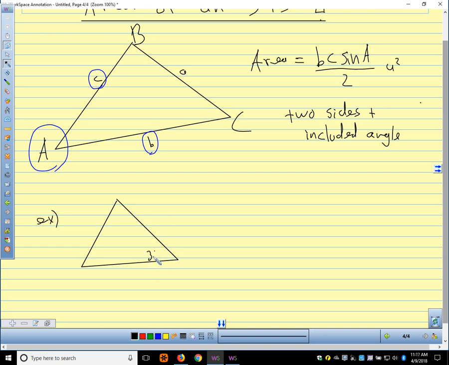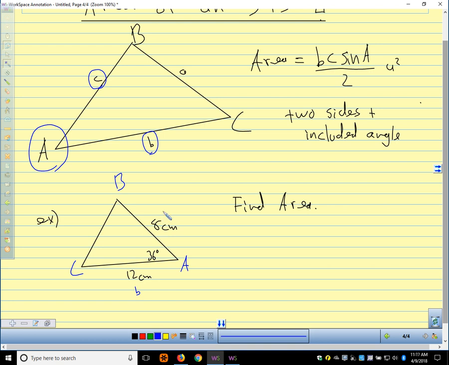If I know that's 36 degrees, that's 8 centimeters, and that's 12 centimeters, and we want to find the area, I can label it if I want, so it matches up with my formula. I can call this angle A, so this would be B and this would be C. The area would be 12 times 8 times the sine of 36 divided by 2.